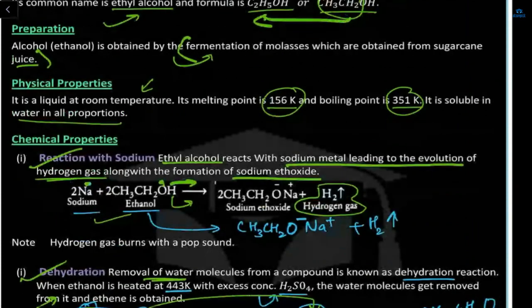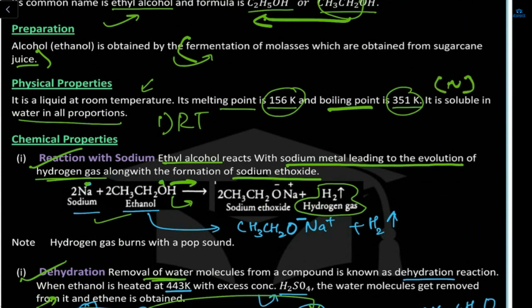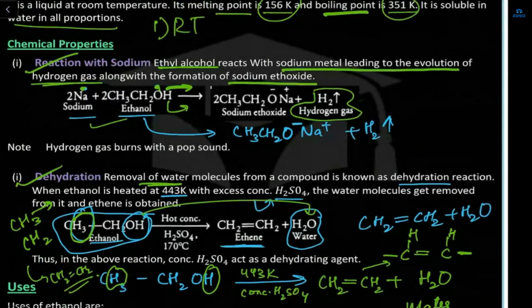Physical properties: first is room temperature, second is the melting point, third is the boiling point, and fourth is that it is insoluble in water. Chemical properties are the two reactions: with sodium and the dehydration reaction. With sodium, the hydrogen gas will evolve. If the hydrogen gas evolves, then O minus and Na plus will be there. So this is known as sodium ethoxide.